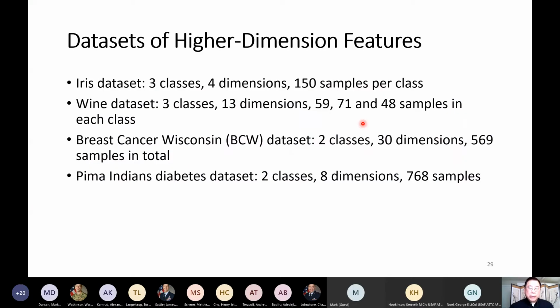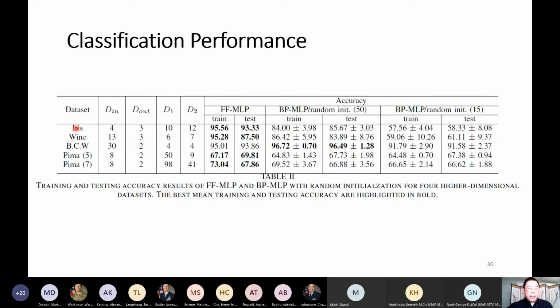So far, all of this was the two-dimensional case. Now we want to show you higher dimensional cases: 4 dimensions, 13 dimensions, 30 dimensions, 8 dimensions. And we use a Gaussian mixture model and so on. This is a very realistic data set, and you can see the V4 MLP performs the best in four cases.